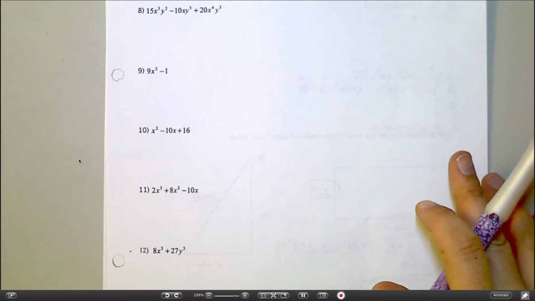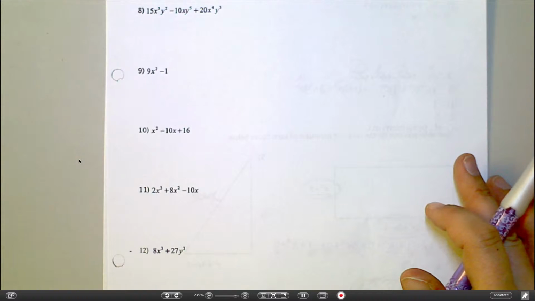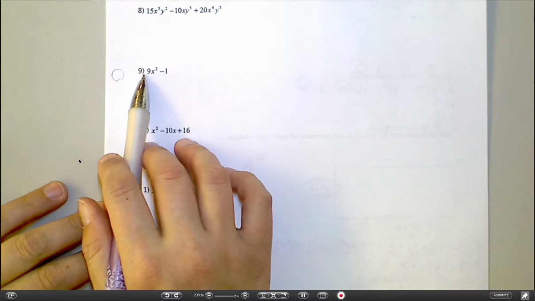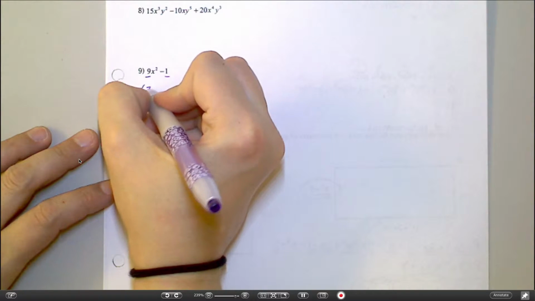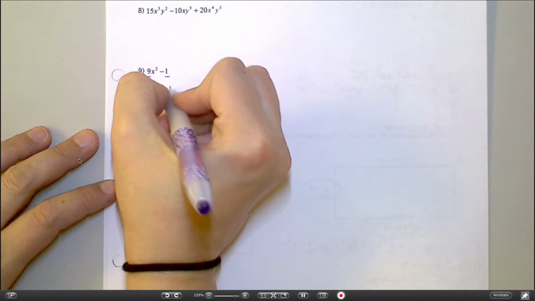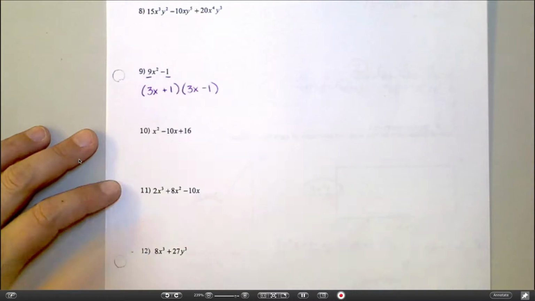What else do you want to see on this factoring page? 9. Okay. 9 does not have a GCF. It does not factor like a trinomial. That's right. It's a perfect square, right? 9 and 1 are both perfect squares, and so is x squared. So this would break down into 3x plus 1 and 3x minus 1. Okay?